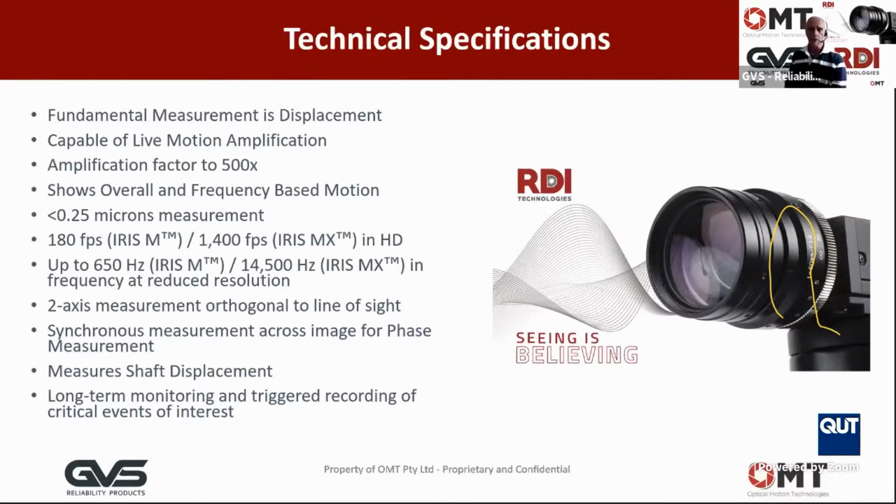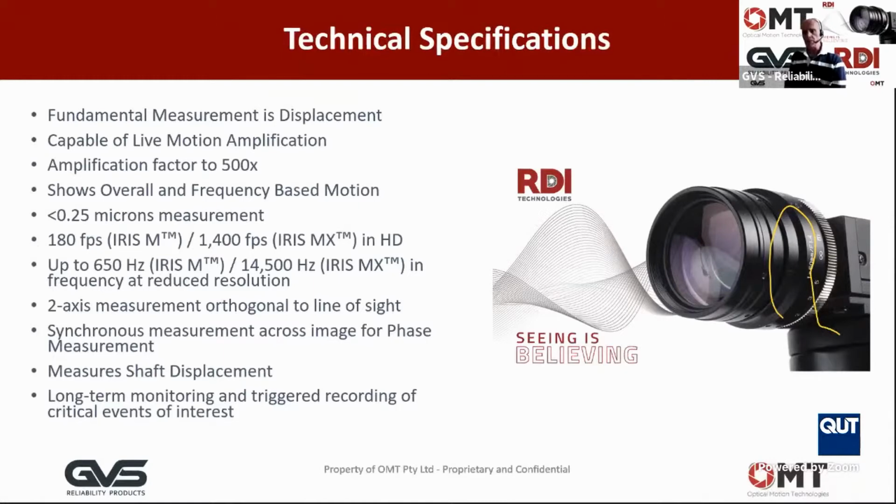The measurement that we're making is 2-axis measurements orthogonal to the line of sight. So at any location on that video footage that we are acquiring, we can extract an X and a Y orientation. And it's a synchronous measurement across the entire image. So that means we can do that cross-channel phase measurement between any 2 points, or all of the points that we may have specified, on the structure that we're looking at.